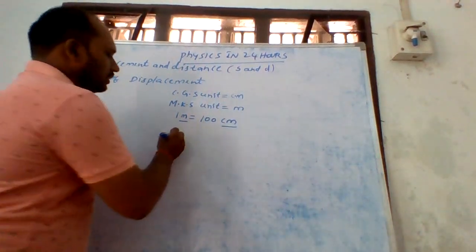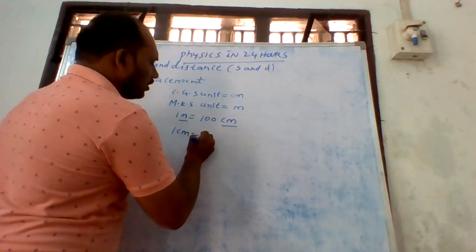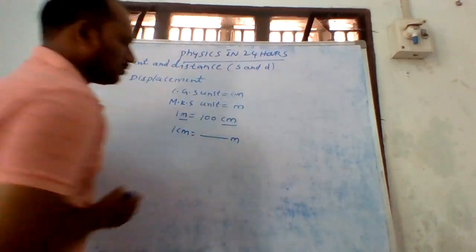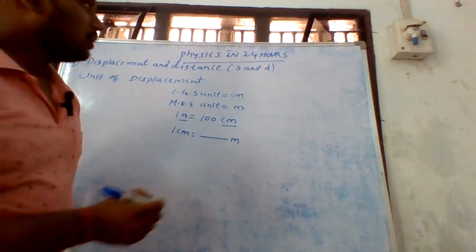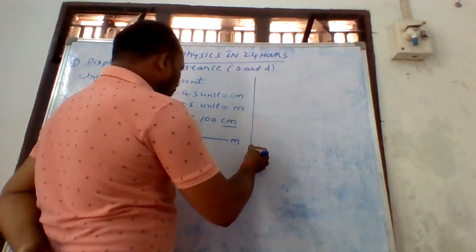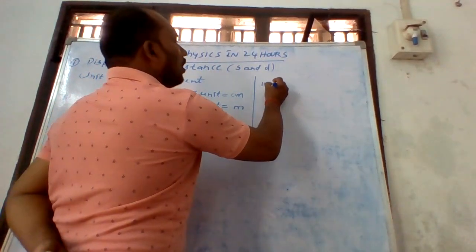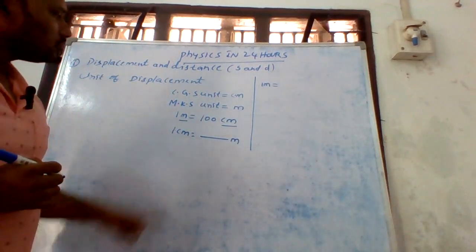So I want 1 centimeter. I want to know 1 centimeter is equal to how many meters? This is the problem everybody suffers from. So I am telling a small technique. Everybody, don't panic. Write down neatly.